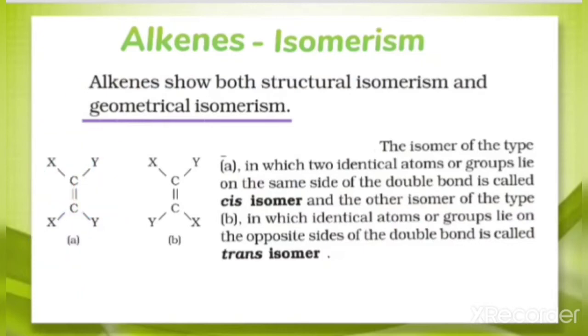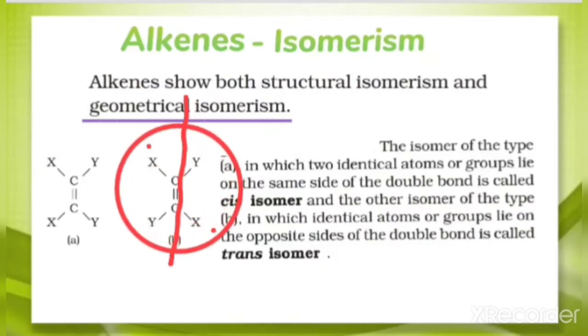And when you look at the second structure, here also we make a line over the 2 carbons and find out the groups. This is an X group and this one is an X group. You can see the same identical groups are on the opposite side in this molecule. The identical groups are on the opposite side, and the two Y are on the opposite side. That's why in such a case the isomer is called the trans isomer.